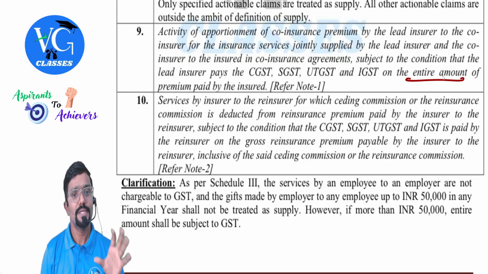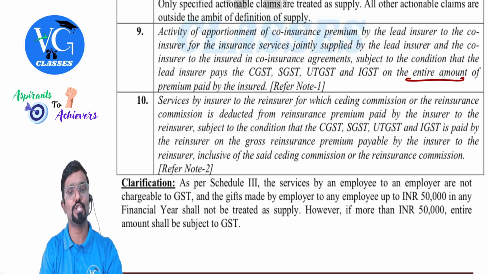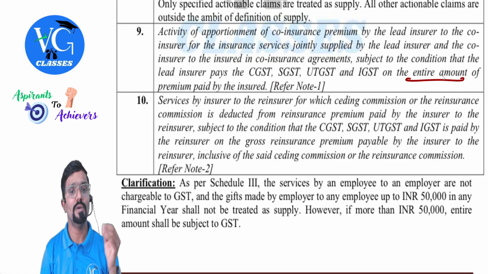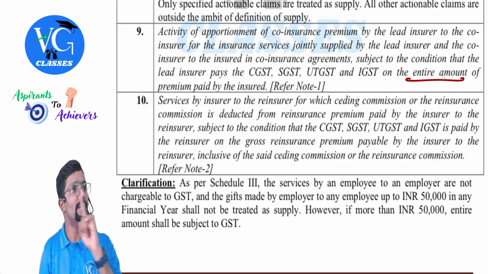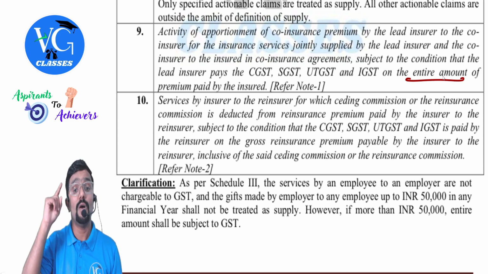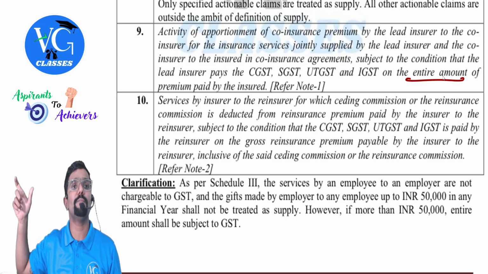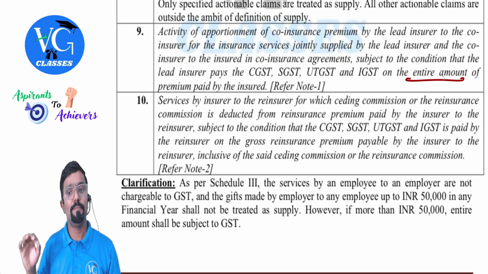Okay, 10th one. Services by insurer to the reinsurer for which ceding commission or the reinsurance commission is deducted from the reinsurance premium paid by the insurer to the reinsurer, subject to the condition that CGST, SGST or UTGST or IGST is paid by whom? The reinsurer. In my example, SBI. On what, guys? On the gross reinsurance premium. How much is that figure in my example? 10 lakh.